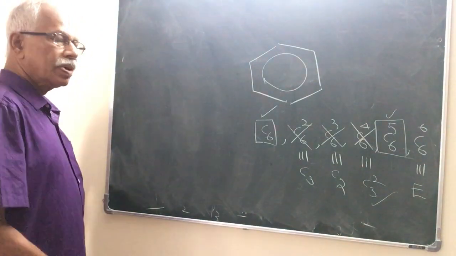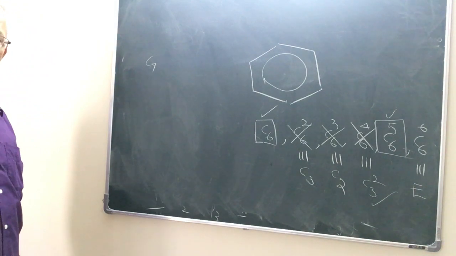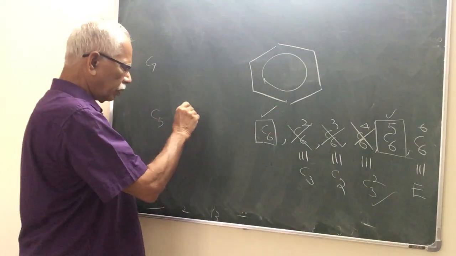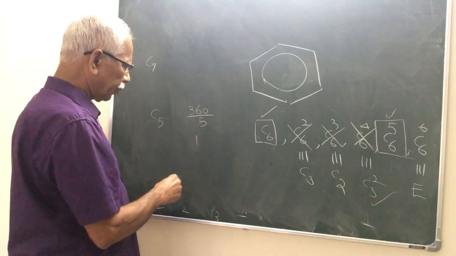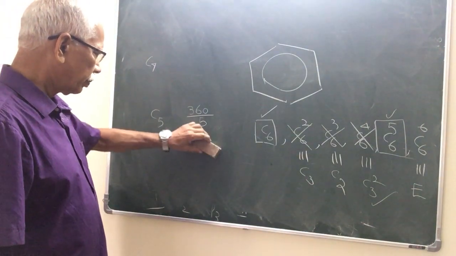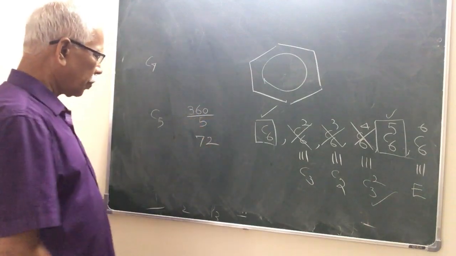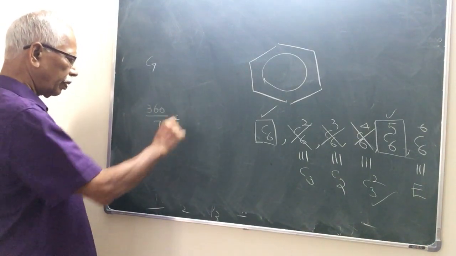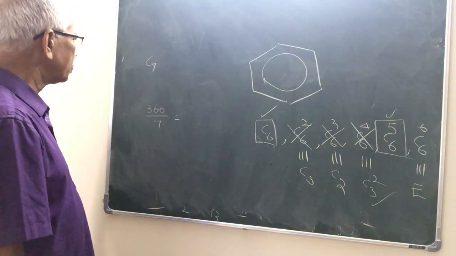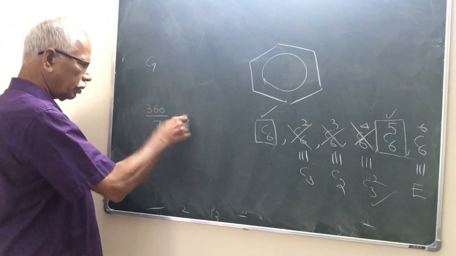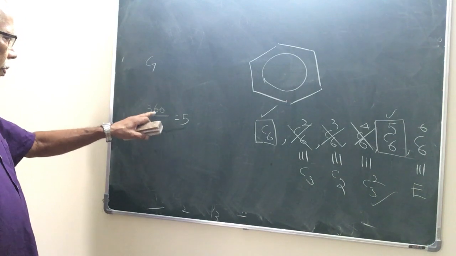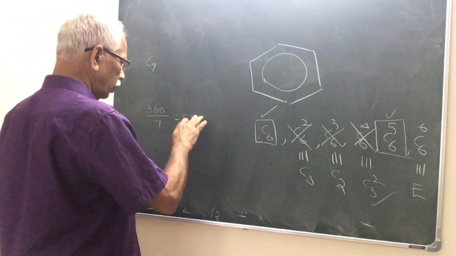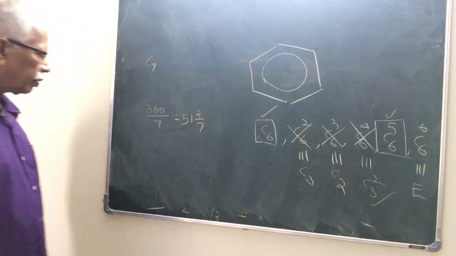There are examples for 7-fold axes of symmetry. In the case of C5, what was the angle I said? 360 divided by 5, it is 72 degrees, correct? But for C7, the angle will be 360 degree divided by 7, which is about 51.4 degrees.